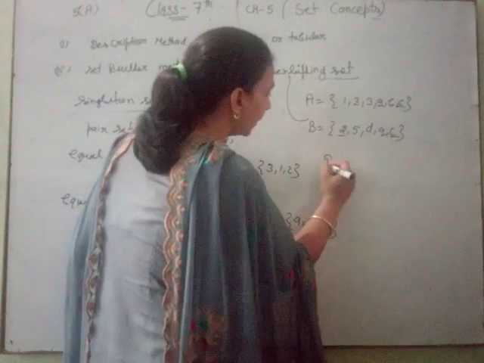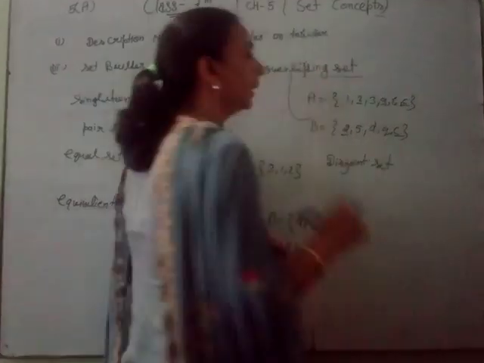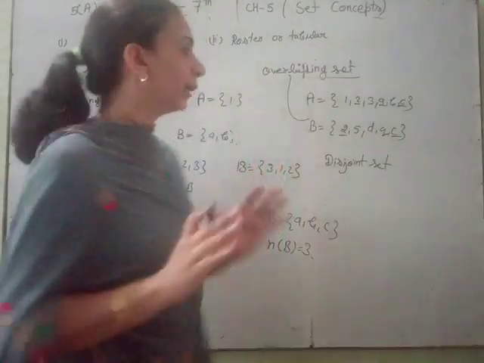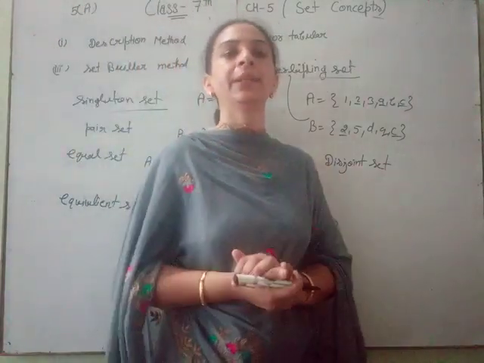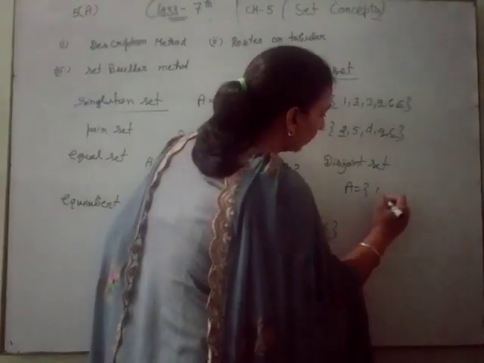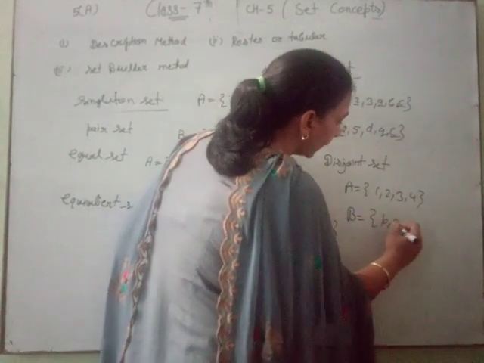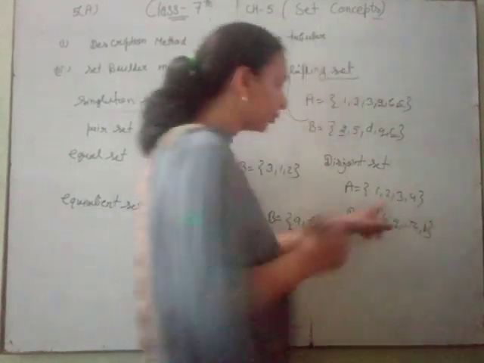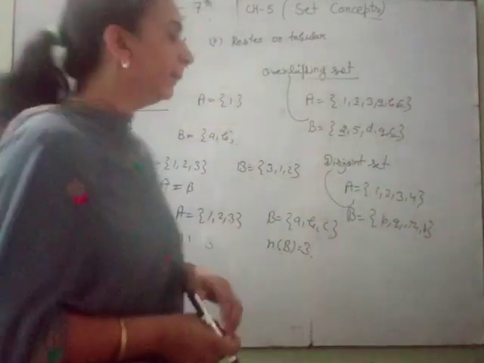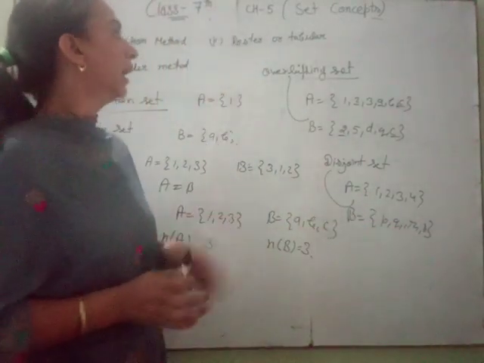Next is disjoint set. If in two sets there is not any element common, if there are 2 or 3 sets and there is not any element common, then the sets are disjoint. For example, in set A: 1, 2, 3, 4 and in set B: P, Q, R, S. There is not any element common, so we write A and B are both disjoint. If the intersection of two sets equals the empty set, then these two sets are disjoint sets.